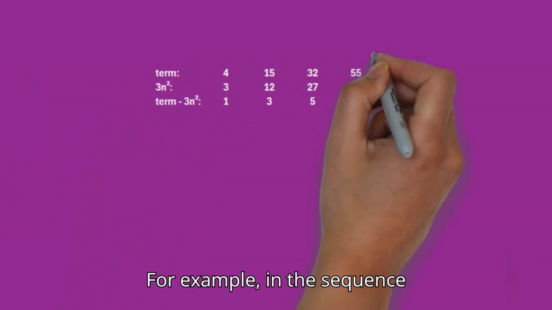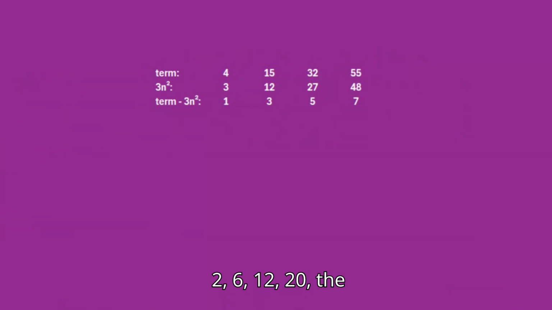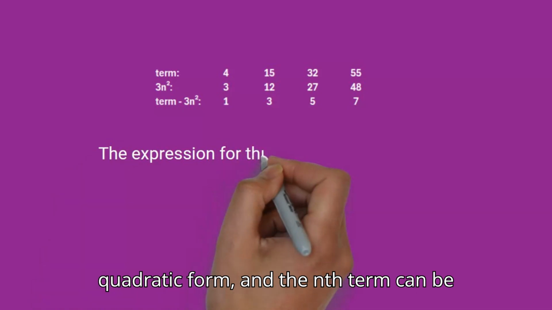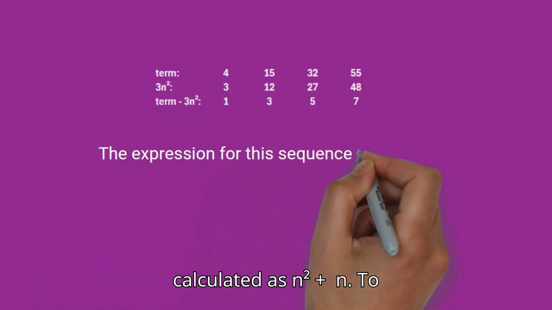For example, in the sequence 2, 6, 12, 20, the second difference is 2, indicating a quadratic form, and the nth term can be calculated as n squared plus n.